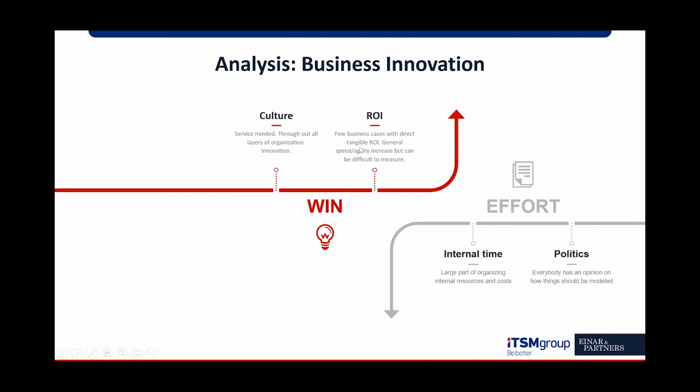ROI, of course. As I said, it might be difficult to find direct business cases with tangible ROI, because how do we know the tangible ROI from moving from categorization to a service-oriented mindset? It might be difficult to measure those KPIs, but something which is not difficult to measure is the general speed and agility. That can be done.